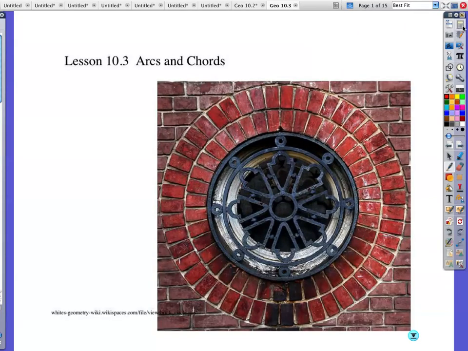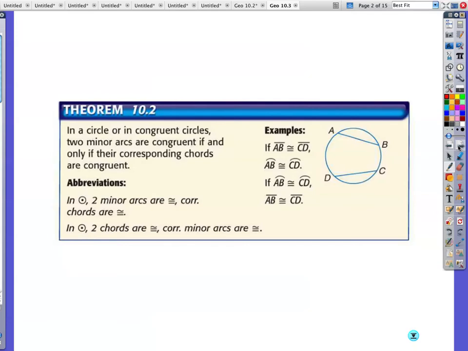Okay, we're looking at 10.3 arcs and chords. We've already talked about a chord, and we should know what an arc is. So what more do we need to know? Let's find out. I don't want you to write the big long book definition unless you really want to, but I have a picture here in a circle or in congruent circles. Two minor arcs are congruent if and only if the corresponding chords are congruent.